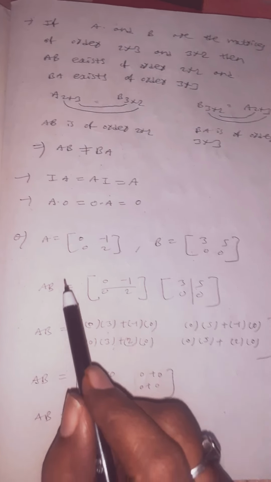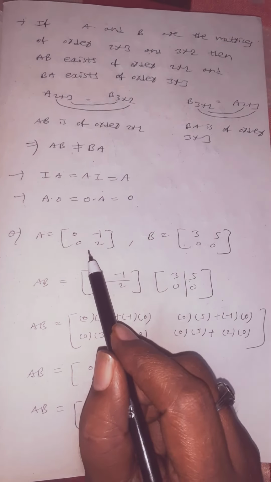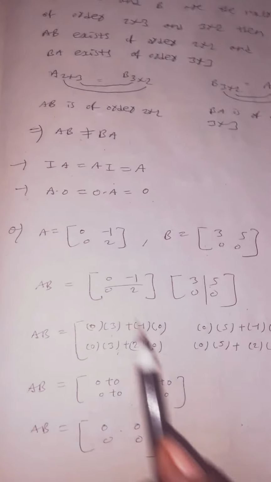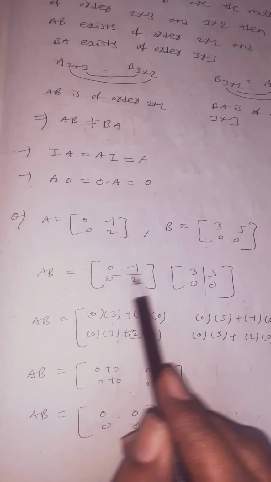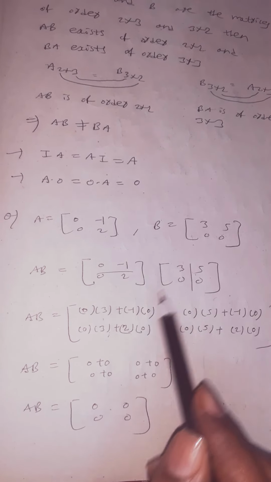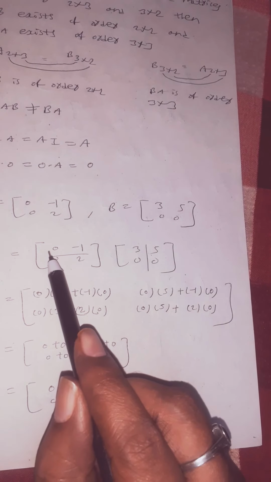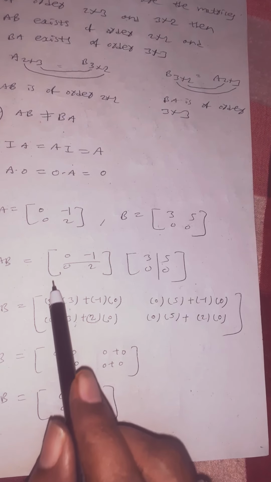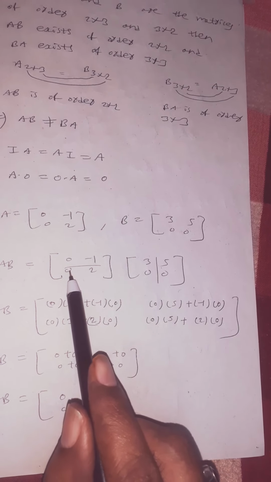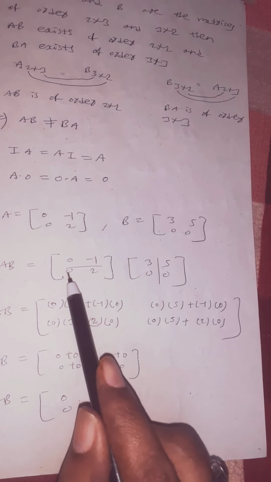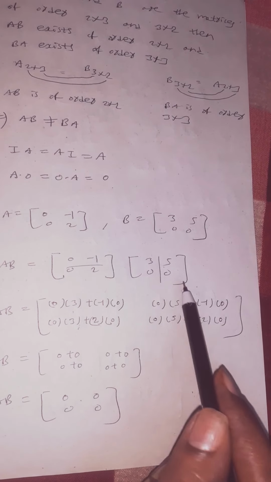So if you take an example, A is equal to [0 minus 1; 0 2], B is equal to these values given. I want to find AB. So first row with first column: 0 into 3 plus minus 1 into 0. Next, first row with second column: 0 into 5 plus minus 1 into 0. Next, second row with first column: 0 into 3 plus 2 into 0. Next, second row with second column: 0 into 5 plus 2 into 0.